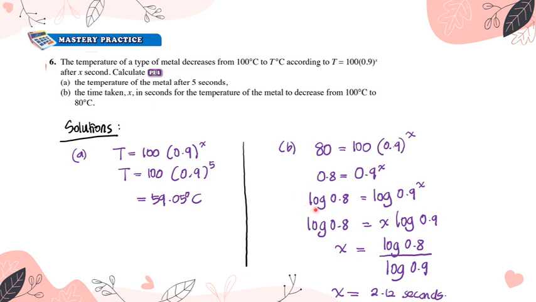So we write log 0.8 is equal to log 0.9 to the power of x, and we bring this down to the front. So it will equal log 0.8 is equal to x times log 0.9. So to find this value of x, simply divide log 0.8 divided by log 0.9 and you will get x is equal to 2.12 seconds.